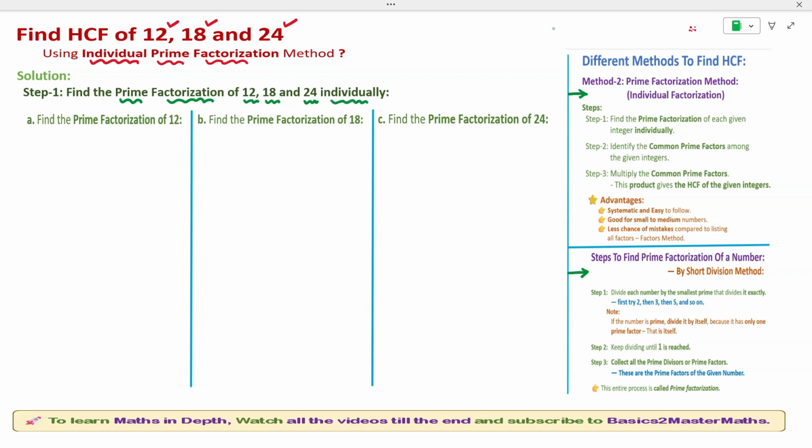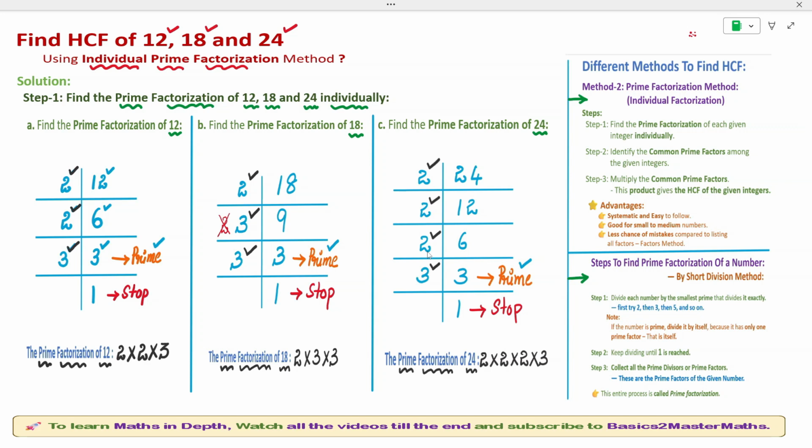Now, let us find the prime factorization of 12, 18 and 24. In the previous examples, we have already found the prime factorization of 12, 18 and 24. So, I am skipping this step.